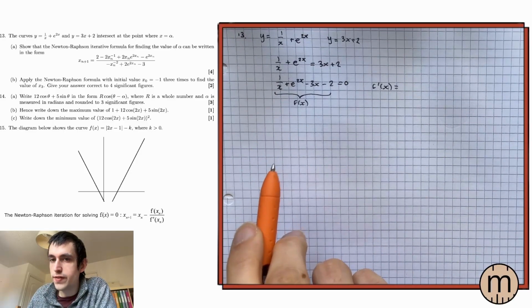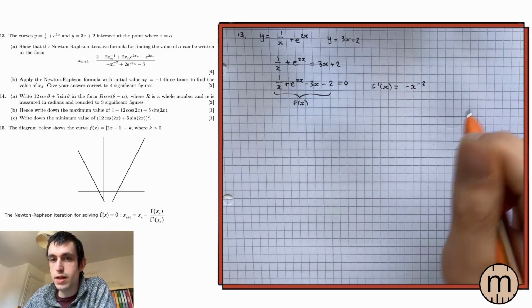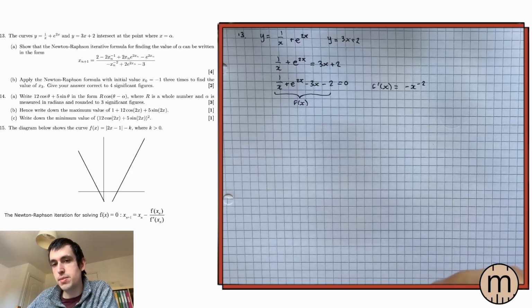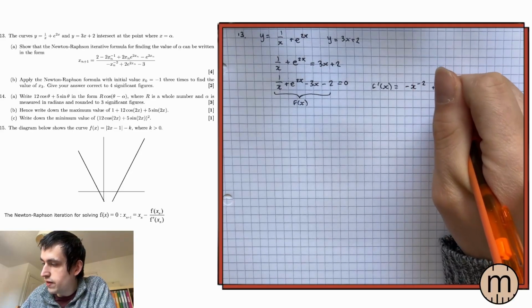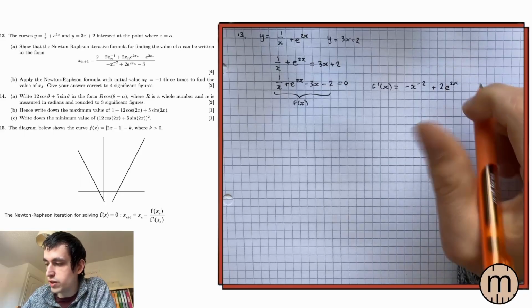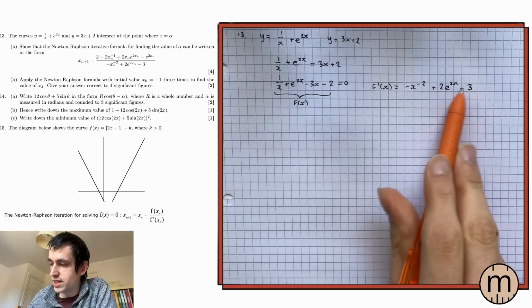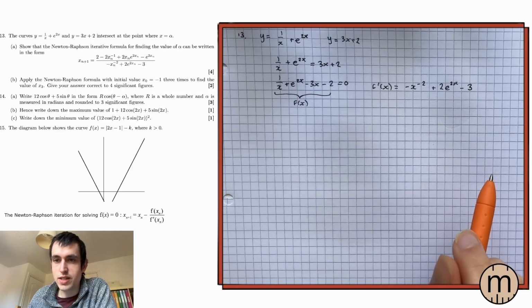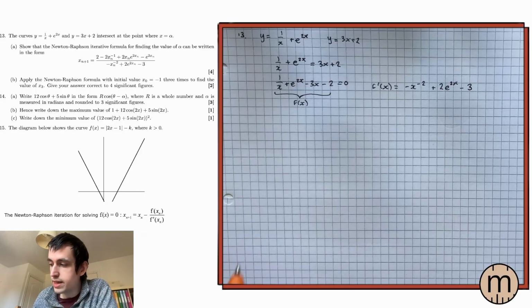How do you differentiate 1 over x? That will be minus x to the minus 2, because you turn it into x to the power of minus 1, bring down the power in the usual way. You differentiate e to the 2x by bringing down the 2. And then we know that minus 3x differentiates to minus 3, minus 2x differentiates to 0. Even if you forget the Newton-Raphson method completely, find the derivative because it's in the formula. It will get you maybe 1 mark, maybe 2 marks, depending on the difficulty of the question.